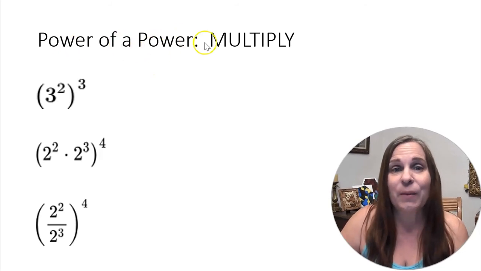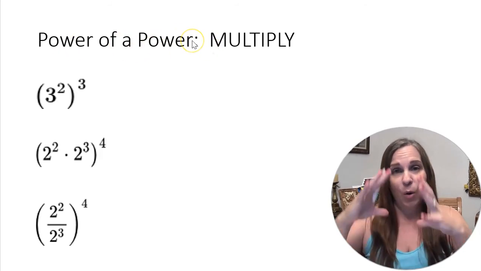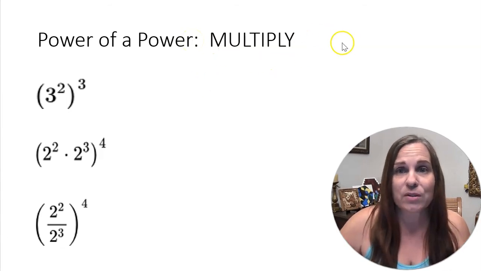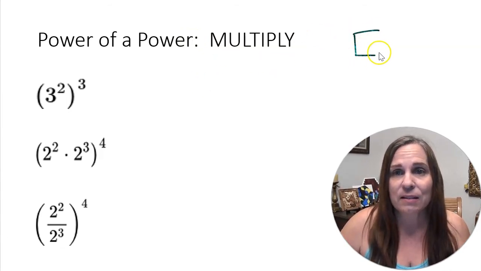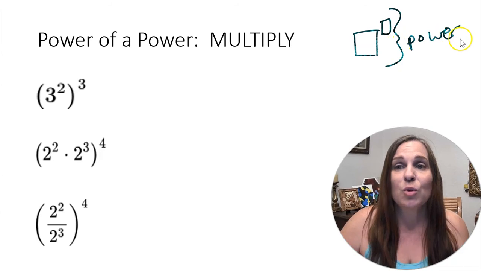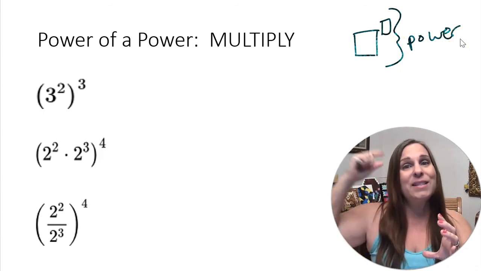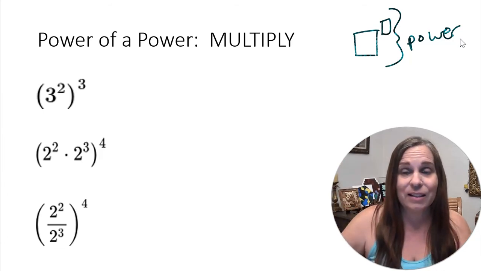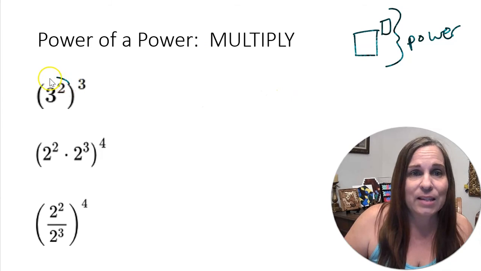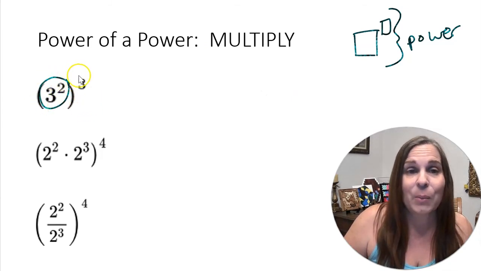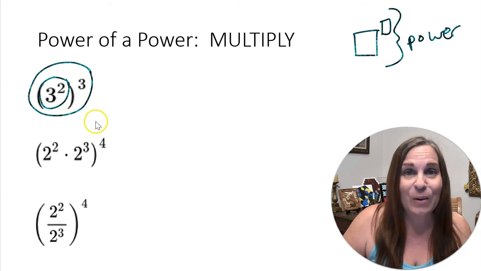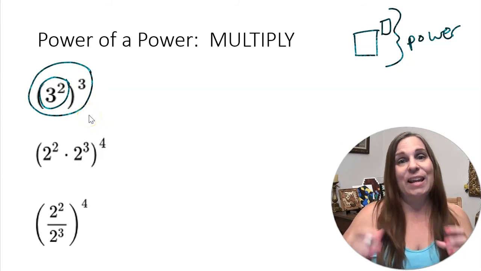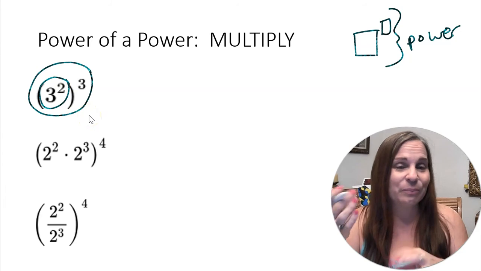When you see power of a power, that means that we're taking a whole power, right? A power has two parts. It's got the base and it's got the exponent, right? But this whole thing is called a power. So when we're taking a power and we're raising it to an exponent, we're creating another power, right? So for example, this is a power, but this whole thing is now a power. So we're taking a power and raising it to an exponent.